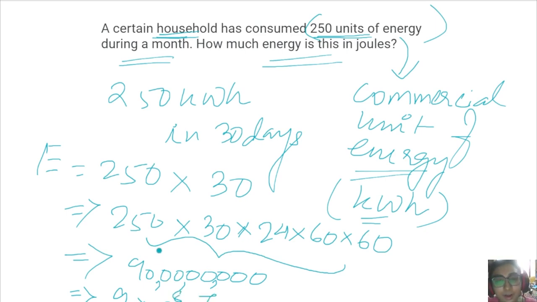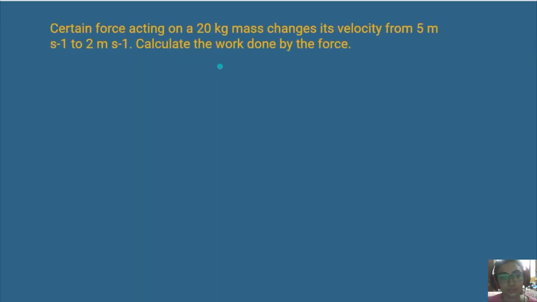I had done this calculation before, so it's going to take a little bit of 3 to 4 minutes, but their purpose is to make you go wrong with the sum, and that's why they've included so many calculations. But you have to be clear that whenever they use the term household and that 250 units of energy has been spent, they are referring to kilowatt hour.